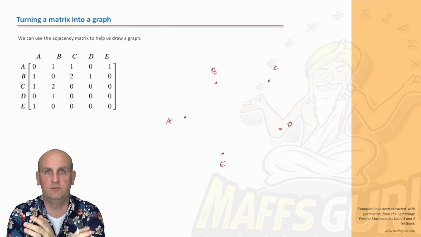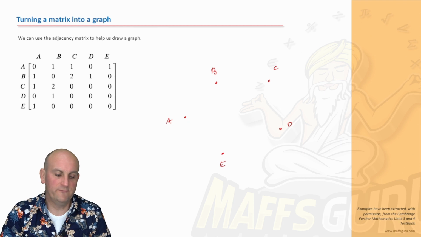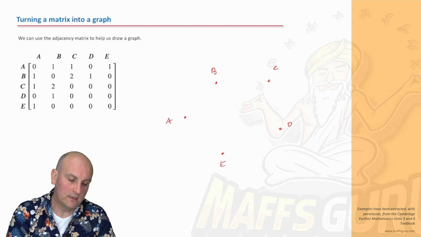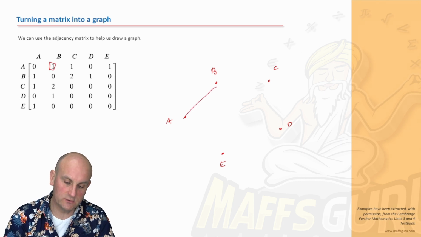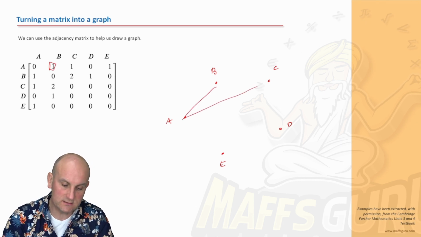Remember, we don't like things to be crossing, but sometimes we can't avoid it. So let's have a look. A to A, there isn't. A to B, there is. There's one connection, so let's draw a connection there. A to C, there's a connection, so let's draw a line to C.